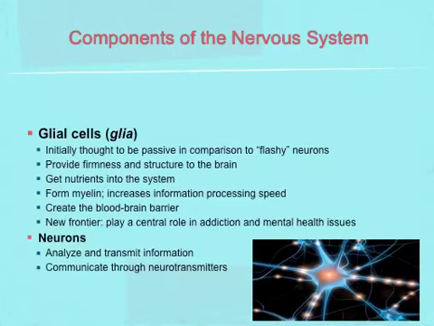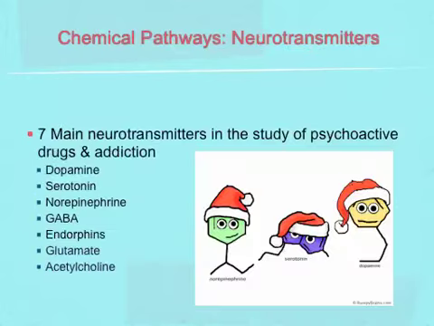Moving on to the neurons, these are the cells that are responsible for analyzing and transmitting information. As presented in the text, the specific regions all contribute to the communication, known as neurotransmission, that occurs between neurons. Stored within neurons are neurotransmitters, which are viewed as vital chemical messengers. Looking specifically at addiction issues, there are 7 main neurotransmitters generally studied. These are dopamine, serotonin, norepinephrine, GABA, endorphins, glutamate, and acetylcholine.